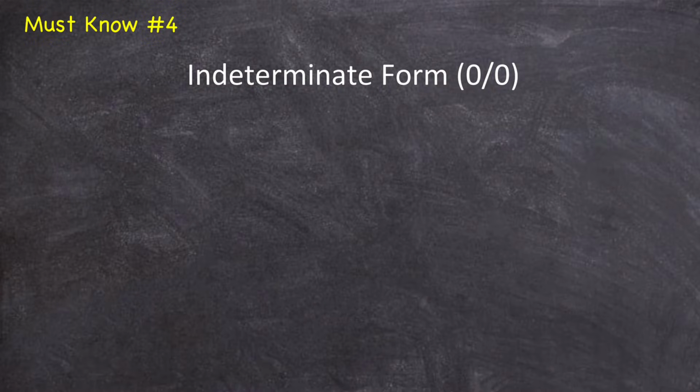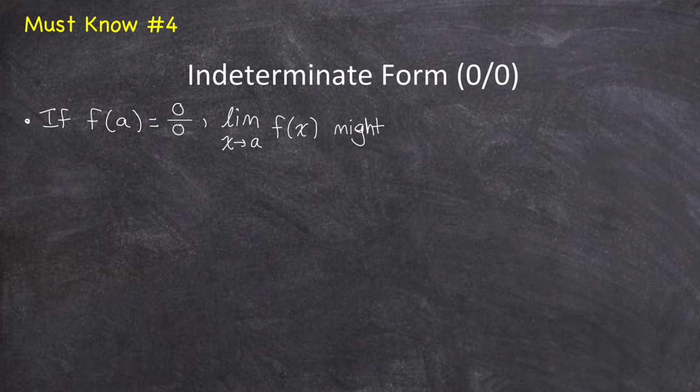Must know number 4. Indeterminate form of type 0/0. If the value of a function at a is equal to the undefined expression 0 divided by 0, then the limit of f at x as x approaches that a value might exist or it might not. So when evaluating a limit, if we do direct substitution and get this format 0/0, we call that indeterminate form because it doesn't allow us to determine if the limit exists or not.